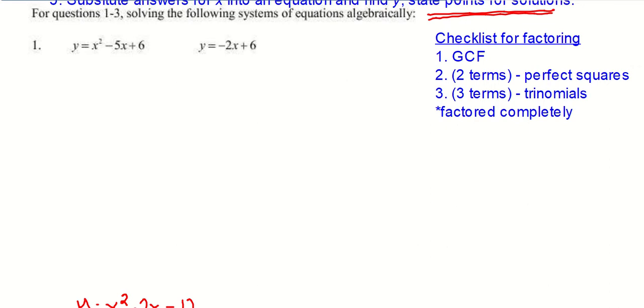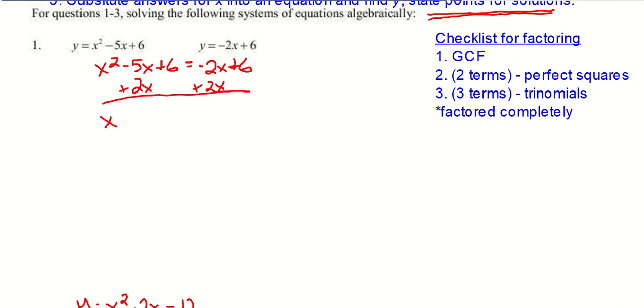So step 1, y equals, already done. 2, put them equal to each other. So x squared minus 5x plus 6 equals negative 2x plus 6. And then what I'm going to do is get everything on one side, so the x squared term on the left is positive. We want to move all that stuff over here. So I'm going to add the 2x to both sides. So I get x squared minus 3x. And I'm also going to move the 6 over in the same step here. So 6 minus 6 is actually 0. That just drops out.